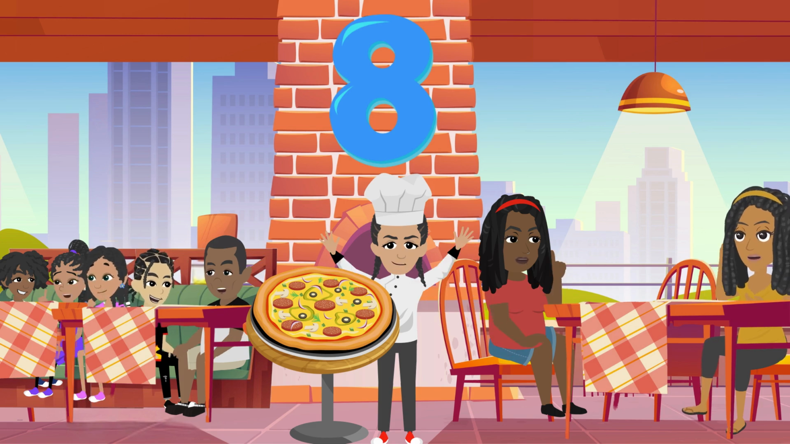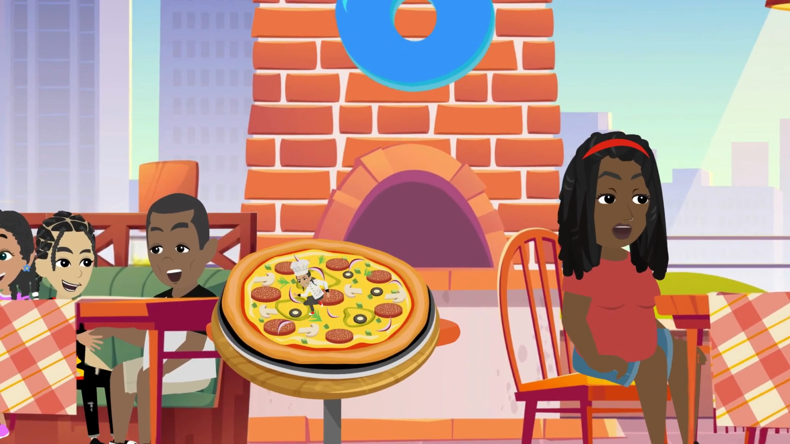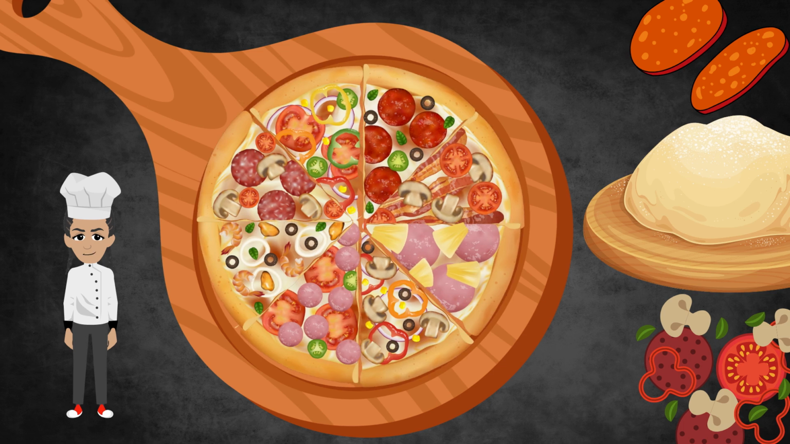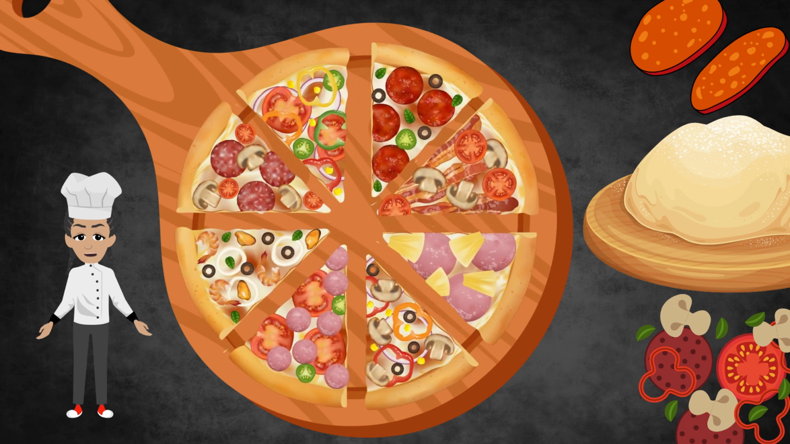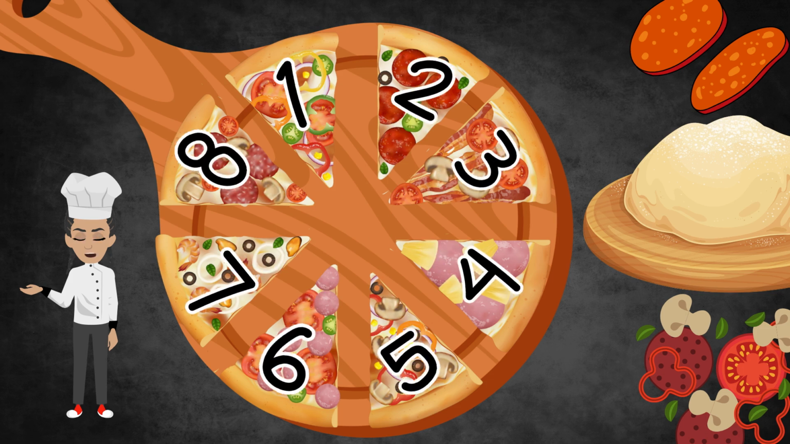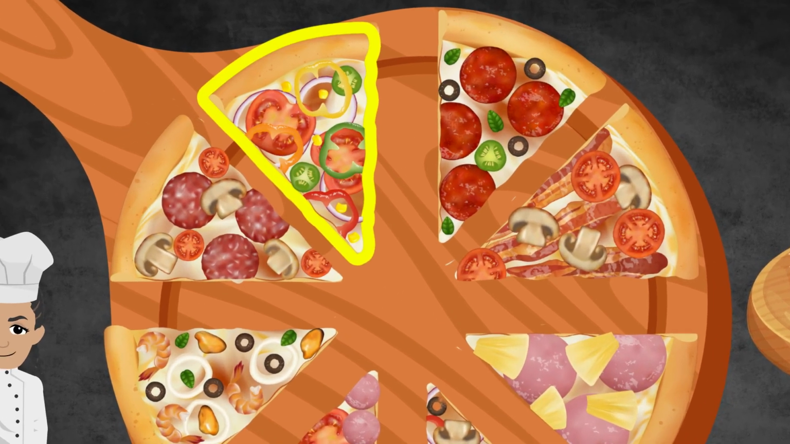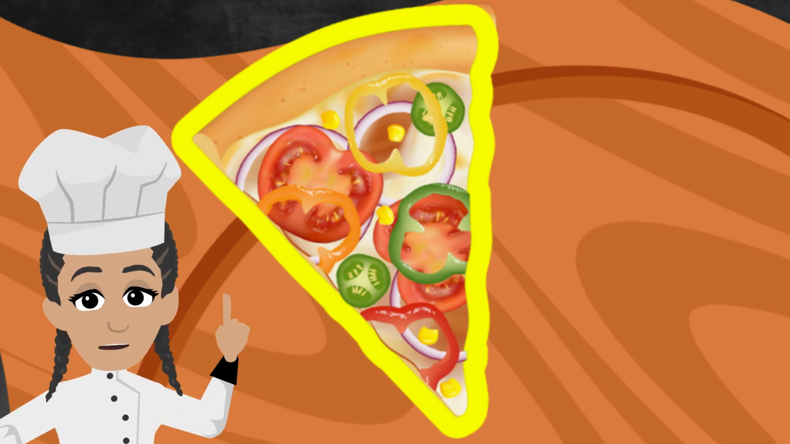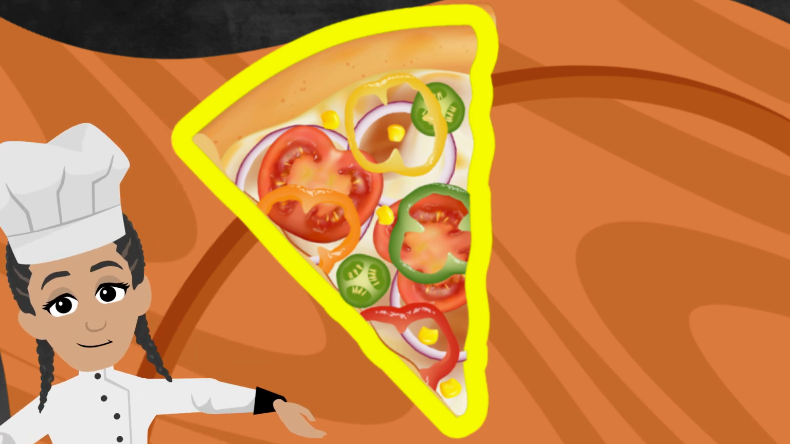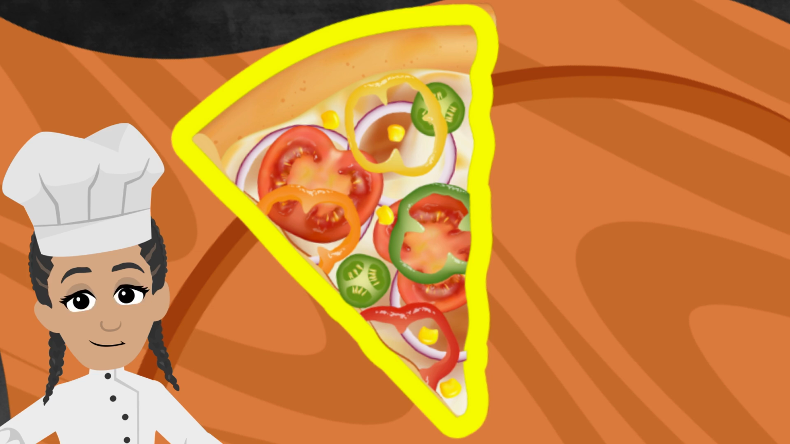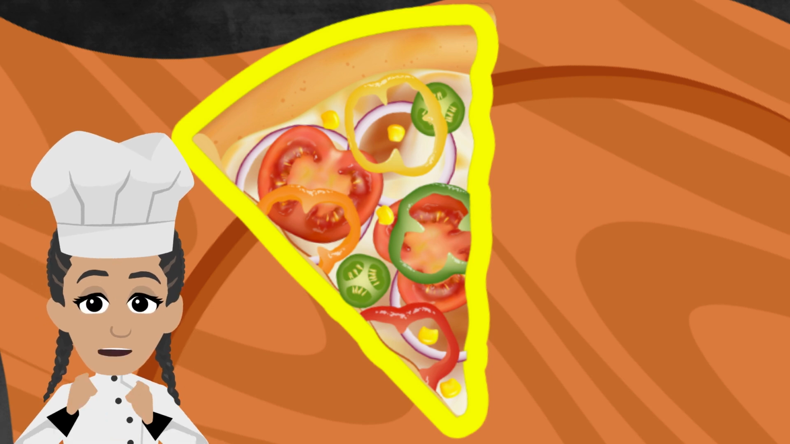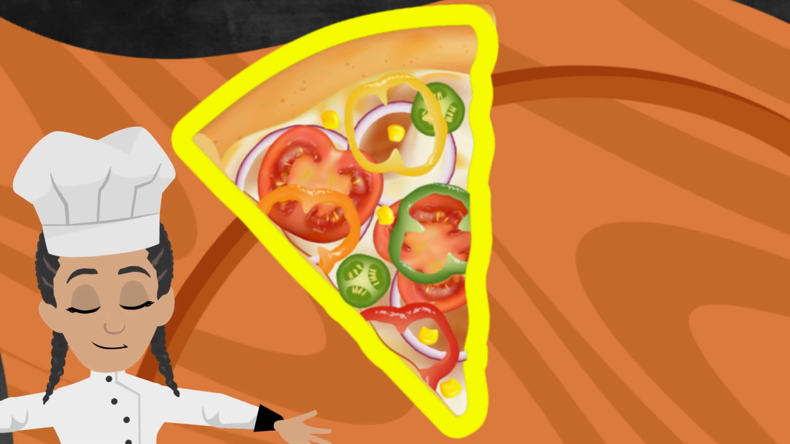Now, how do we make sure everyone gets the same amount? We cut the pizza into 8 slices, one for each person. Now, let's see what fraction of the pizza each person gets. Each person gets 1 slice out of 8 total slices. That means each slice is 1/8 of the pizza.